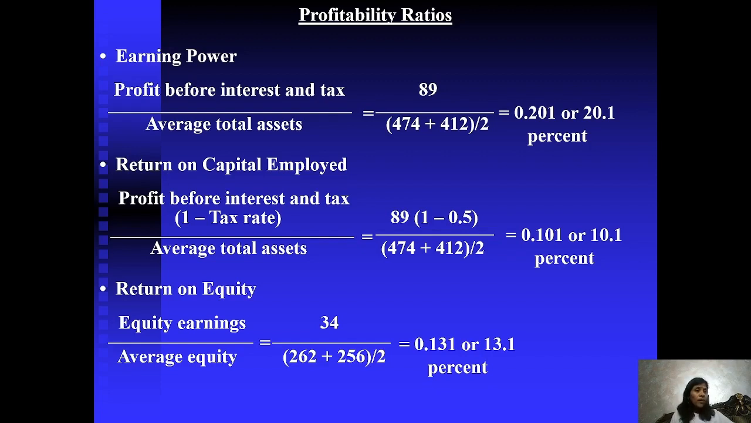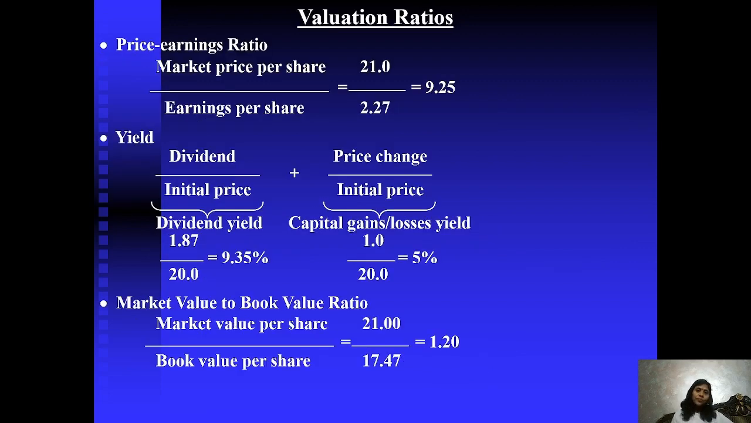So this is very important for MBA students. Return on capital employed is your profit before interest and tax times (1 minus tax rate) divided by average total assets. And return on equity is whatever your equity is earning divided by average equity.